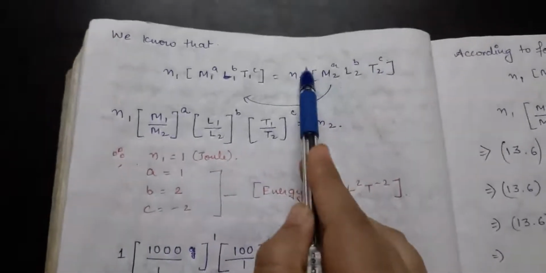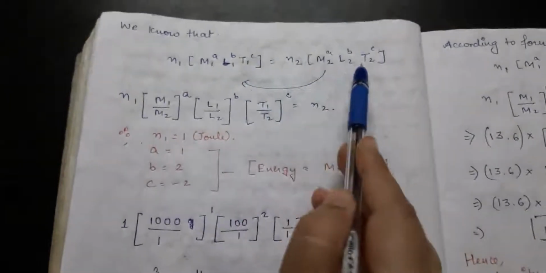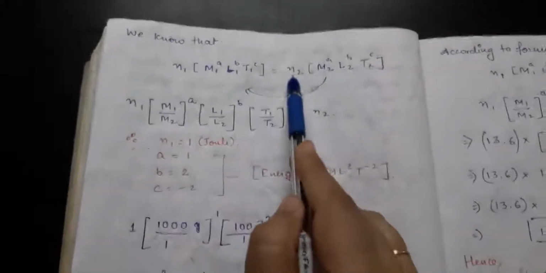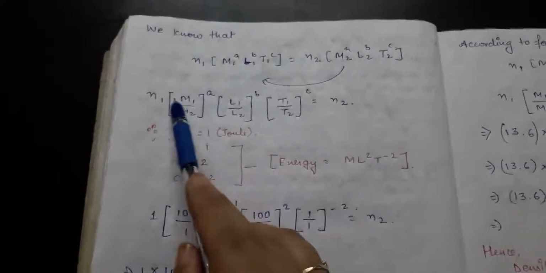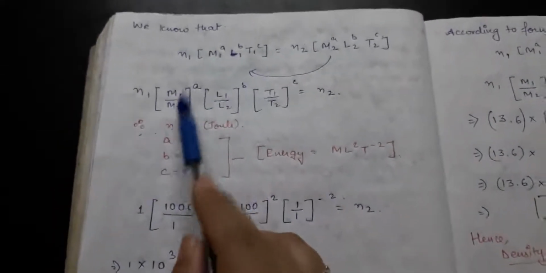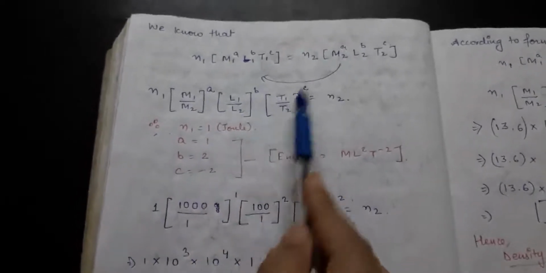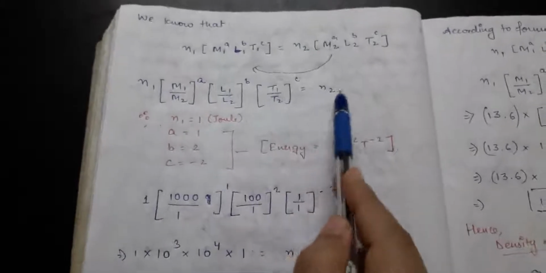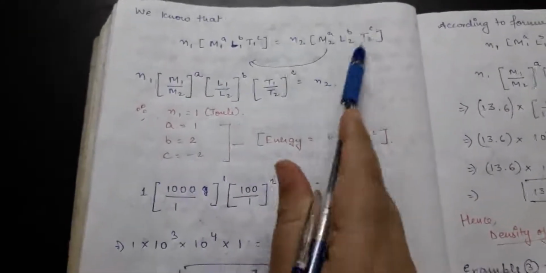We have to find out the value of N2, so I will bring this dimension or unit to this side. Since they are in multiplication, when they come here they will become division. So (N1)(M1 upon M2) whole power a, (L1 upon L2) whole power b, and (T1 upon T2) whole power c is equal to N2. Because we have to find N2, I have kept N2 on one side and everything else on the left-hand side.